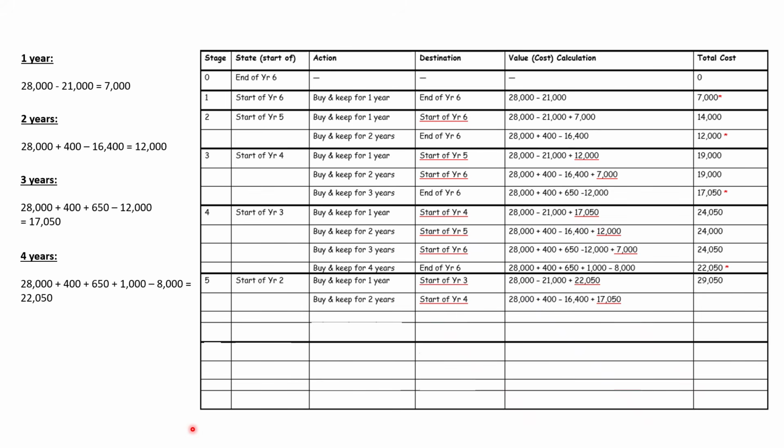We could buy it and keep it for 3 years. That would bring us to the start of year 5. So for the start of year 5, we are linking to 12,000. That's our optimal value. If we keep it for 3 years, 17,050. So 17,050 plus our 12,000, 29,050. And our last option is to buy it and keep it for 4 years, which gets us to the start of year 6. And that's a 7,000 optimal value. So 22,050 plus 7,000, which gives us 29,050.